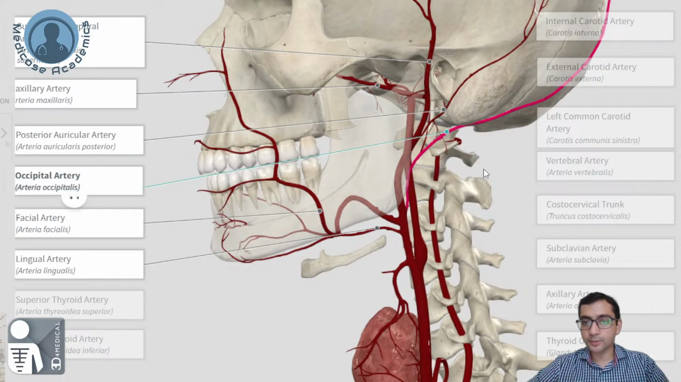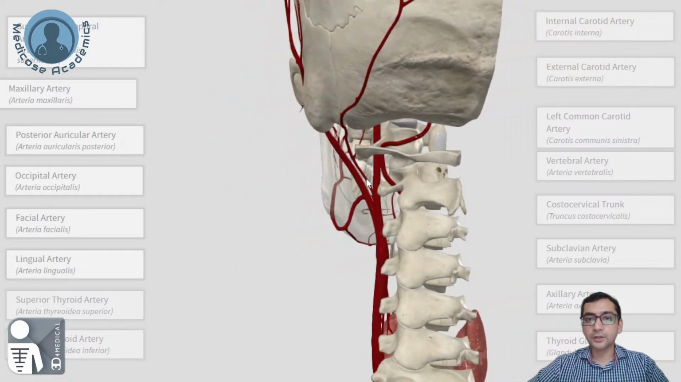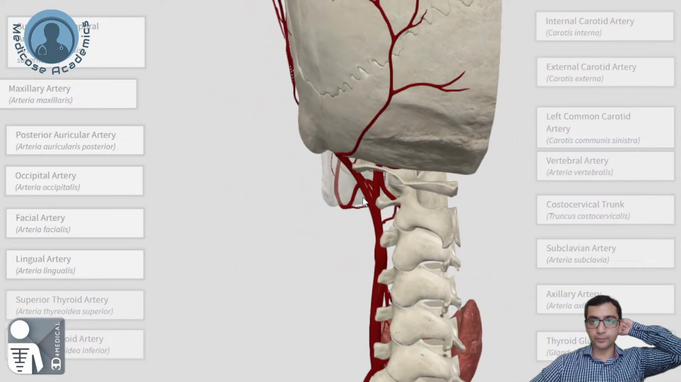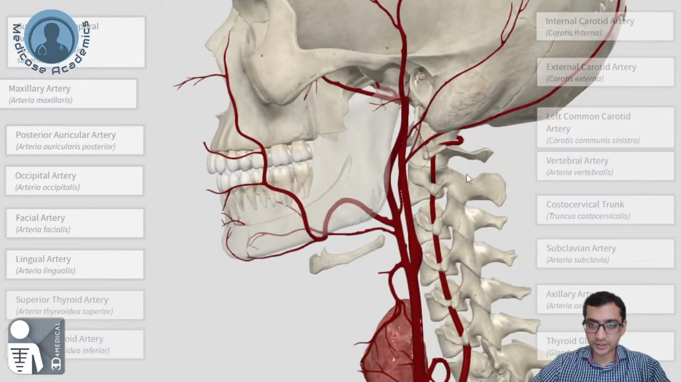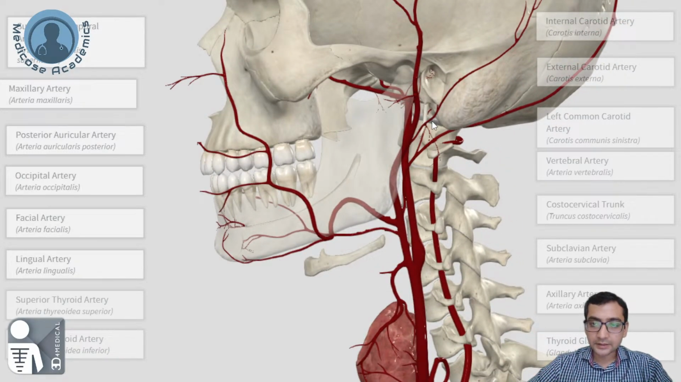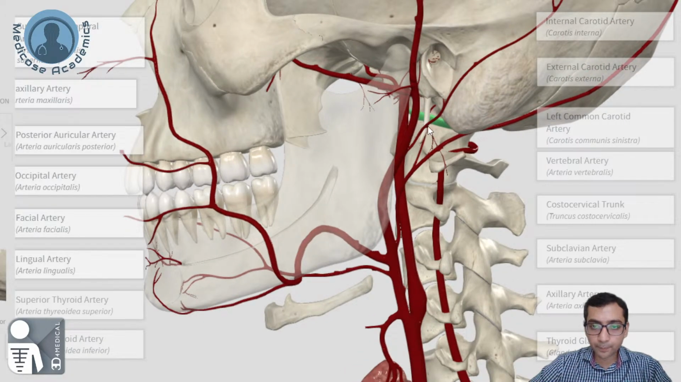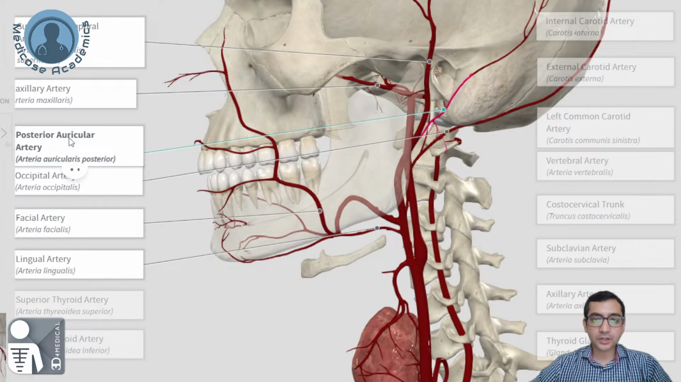It passes through the sternocleidomastoid and goes all the way back to the occipital region of the skull. And then there is this one that is known as the posterior auricular artery. By the name, as you can understand, it is running on the posterior aspect of the ear, the posterior auricular artery.